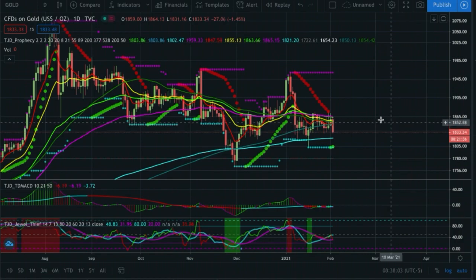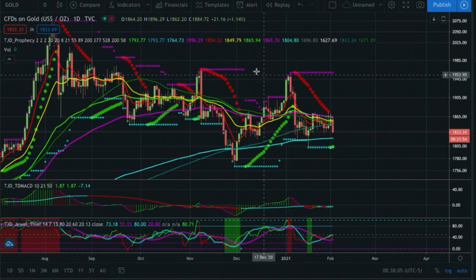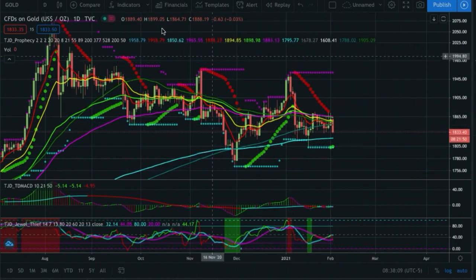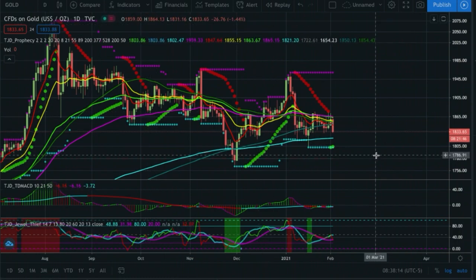Trade responsibly. Be careful, because we could see a big breakdown from this point here on gold and silver, and we could see some serious strengthening on the dollar index and the 10-year treasury.